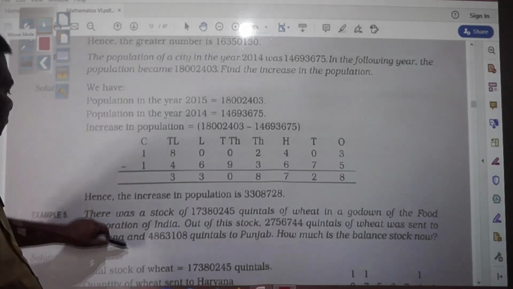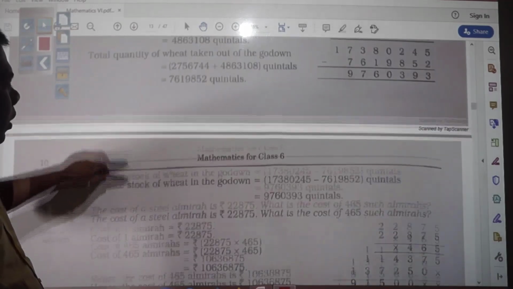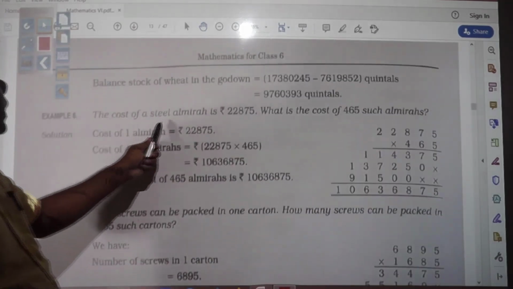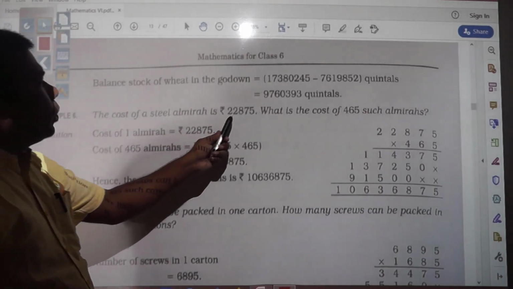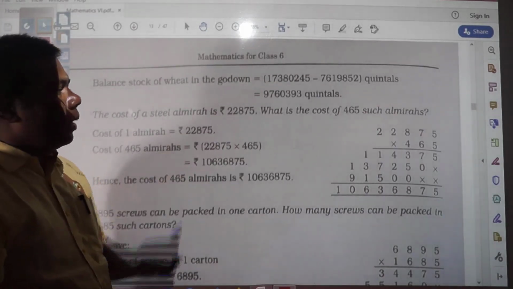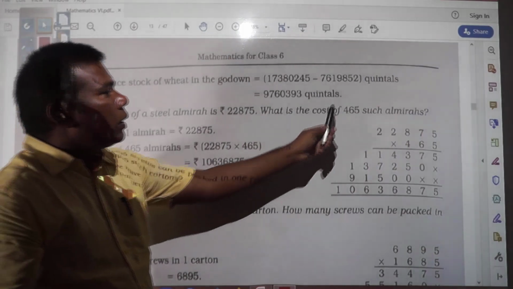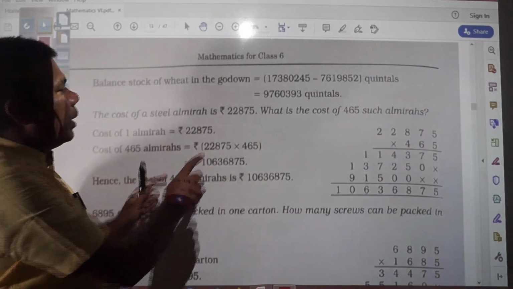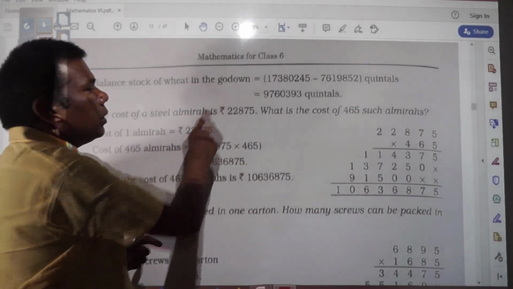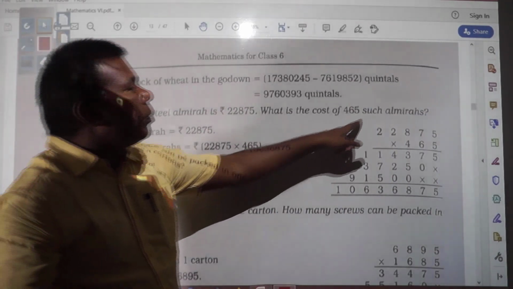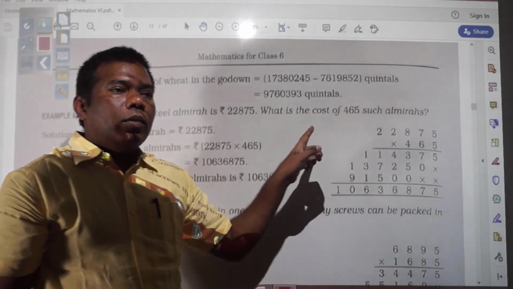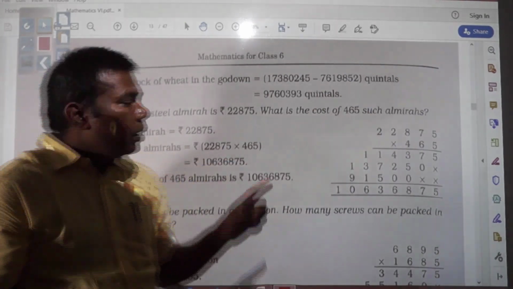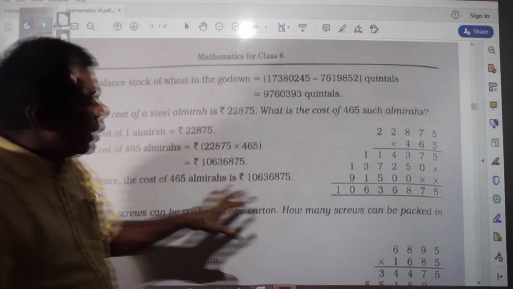So in the same way other questions are there. Here you see, the cost of a steel almirah is 22,875 rupees. What is the cost of 465 such almirahs? So one almirah costs this much. So what is the cost of this many almirahs? What you need to do is multiply the numbers. Right? So just multiply, you will get the answer.